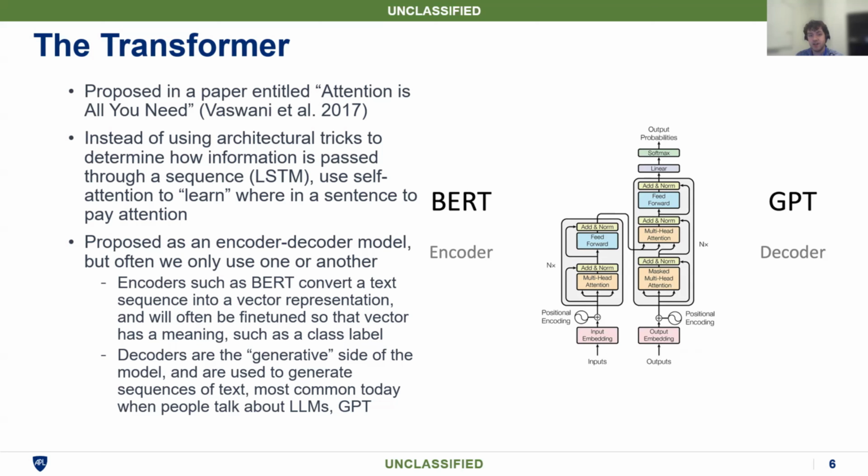Decoders are the generative side of the model. So when people talk about generative models, they're mostly talking, for language, about transformer decoders, and they're used to generate sequences of text. The most common example of that would be GPT, Generative Pre-trained Transformer. But pretty much all of the Llama class of models and Gemini are going to be decoder side, so they're generating things.